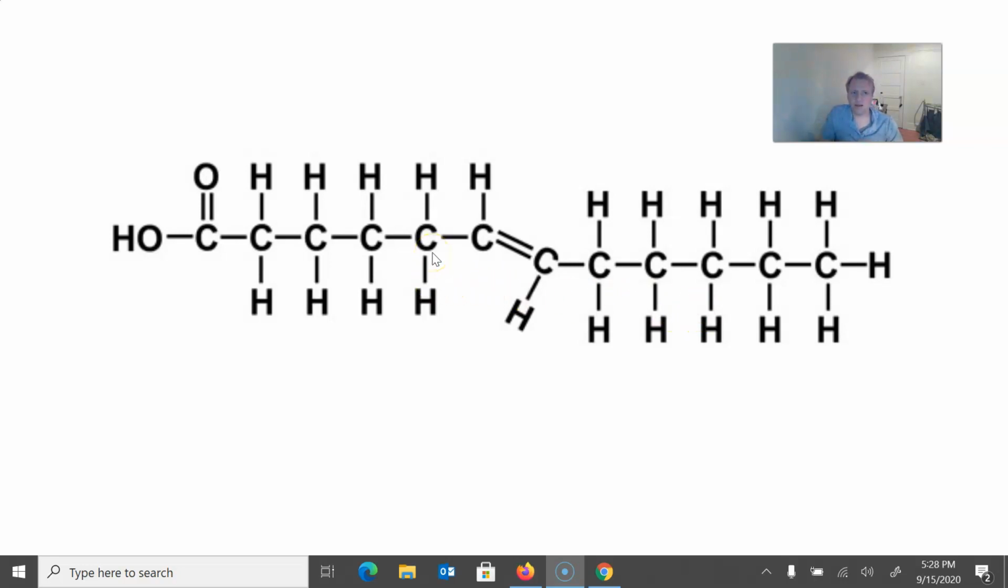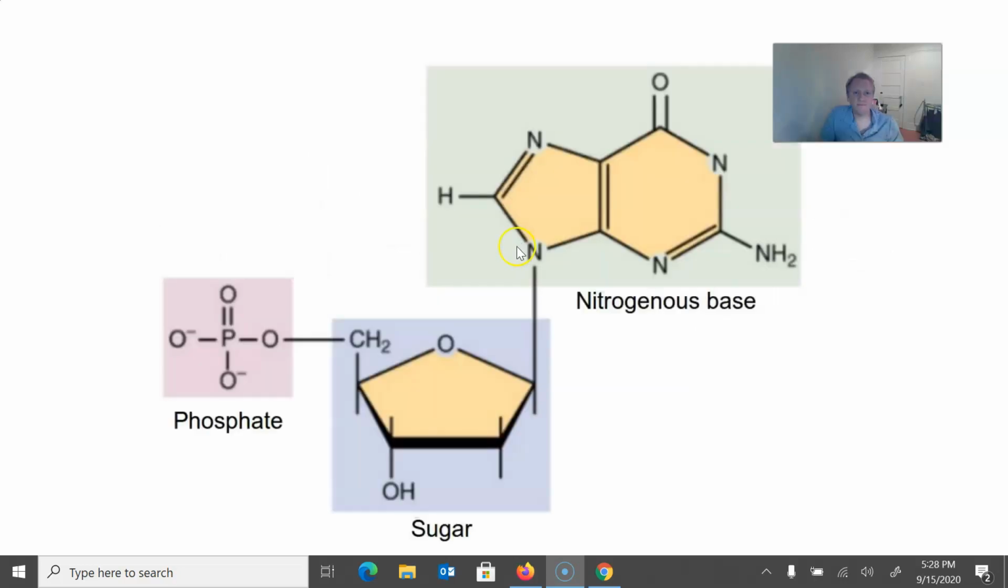All right, what do you think? What are we thinking about this one? I just see a long chain of carbons. I'm thinking this is a lipid. This reminds me of lipid. There's no phosphates anywhere. There's no sugar anywhere. There's no nitrogen anywhere. This is just a lipid.